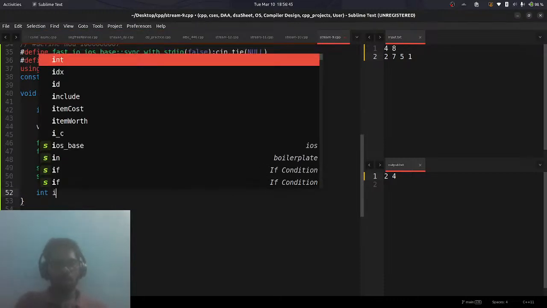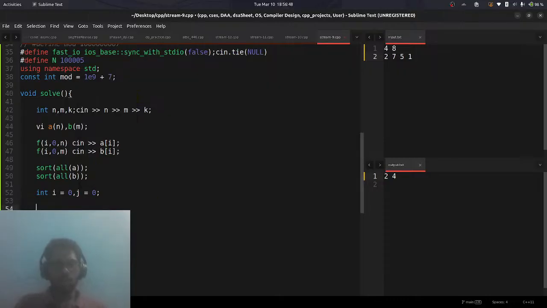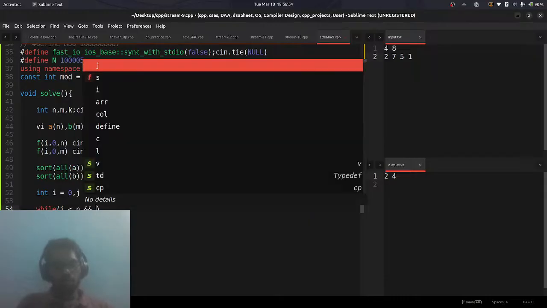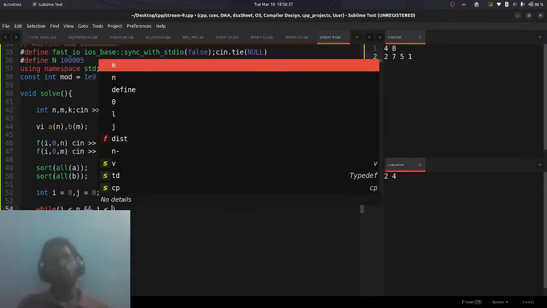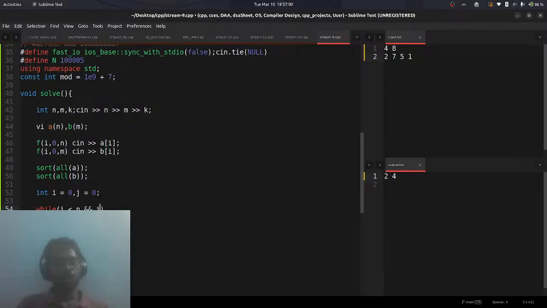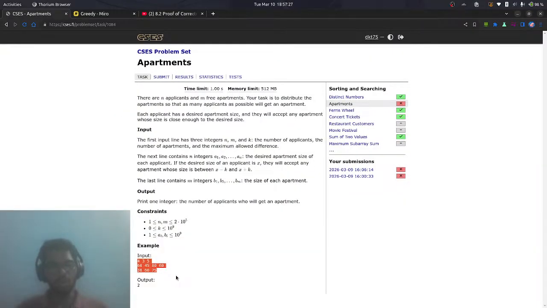Now that I've sorted it, I'll have two pointers, both starting at 0, and I will have a while loop which will go till any one of them has reached the limit. I don't want any out of bound array access to happen here. So we will do this. Okay, what error do we get when we do this? I need to check.